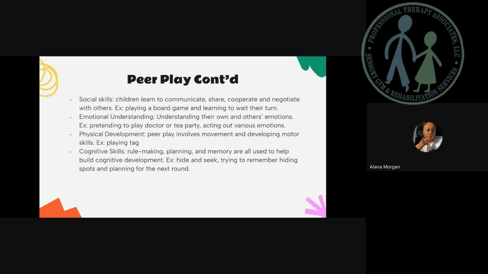Social skills. Children learn to communicate, share, cooperate, and negotiate with others. An example is playing a board game and learning to wait their turn. Emotional understanding. Understanding their own and others' emotions. An example is pretending to play doctor or tea party, acting out various emotions. Physical development. Peer play involves movement and developing motor skills, such as playing tag. And cognitive skills. Rule making, planning, and memory are all used to help build cognitive development, such as hide and seek, trying to remember hiding spots and planning for the next round.